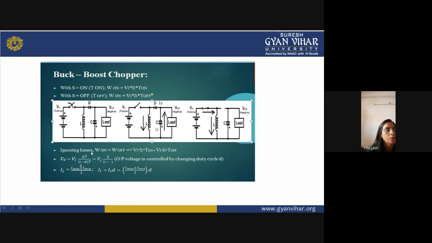So ignoring losses, V1 into I1 into T on is equal to V1 into I1 into T off. And the output voltage is V1 into D upon (1 minus D).